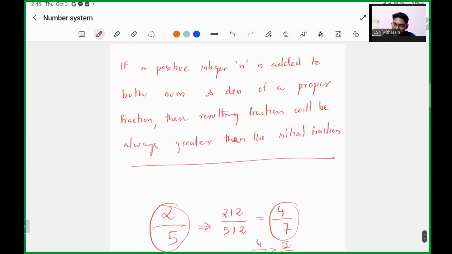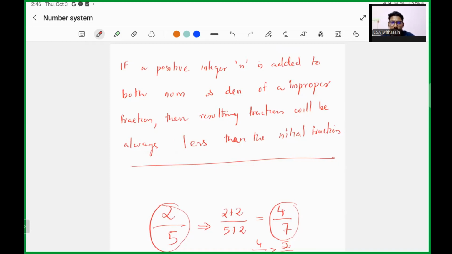So you have written a sentence like this, right? If a positive integer n is added to the numerator and denominator of a proper fraction, then the resulting fraction will be greater. Now, the same I am writing for an improper fraction: if a positive integer n is added to both numerator and denominator of an improper fraction, then the resulting fraction will always be less than the initial fraction. So just write like that.